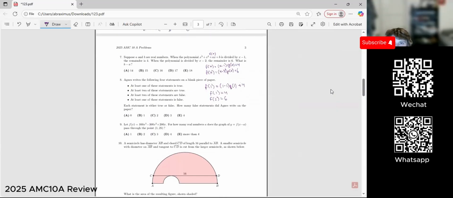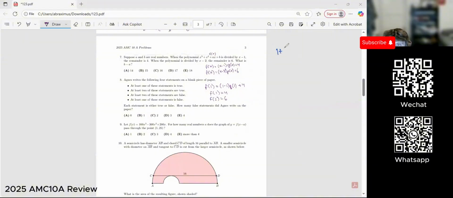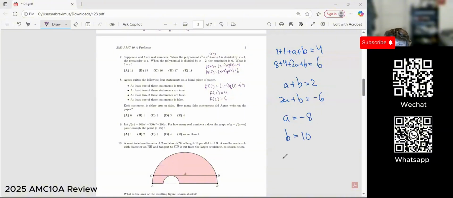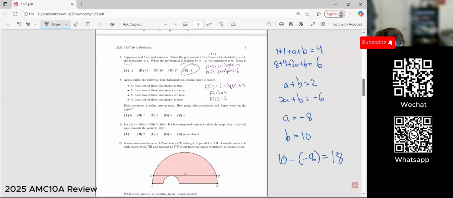So if we plug in 1, then we get 1 plus 1 plus a plus b is equal to 4. And if we plug in 2, then we get 8 plus 4 plus 2a plus b is equal to 6. Or a plus b is equal to 2, and 2a plus b is equal to minus 6. So that means that a is equal to minus 8 and b is equal to 10. So 10 minus negative 8 is equal to 18. It's E.